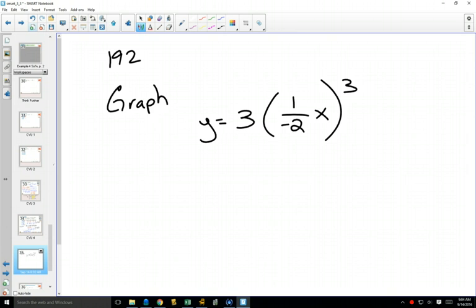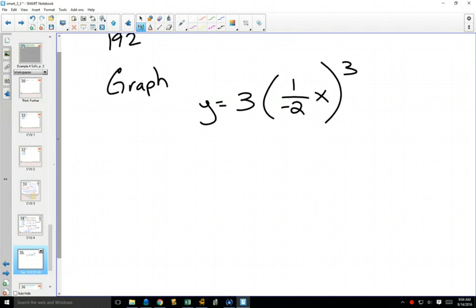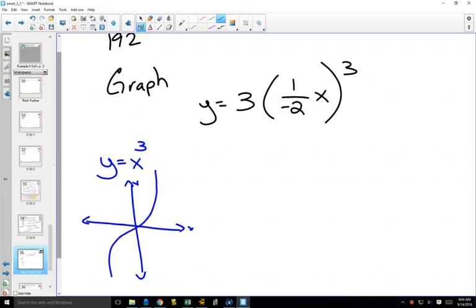So, for this one, what's the parent graph? It's just our regular x cubed graph. What does that graph look like? Draw a quick sketch of it here. What are key points on there? 0, 0, 1, 1. -1, -1.